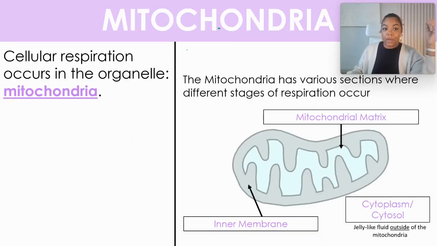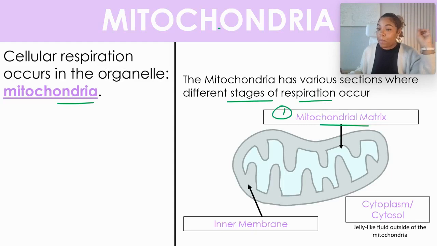As I mentioned earlier, the process of cellular respiration occurs in the mitochondria. And just like the chloroplast, the mitochondria has various parts to it. And in these different parts are different stages of cellular respiration that occur. The first part of the mitochondria that we're going to mention is the mitochondrial matrix. And that's that inner light blue section. The second part of the mitochondria is the inner membrane. Remember, the mitochondria has two membranes. It's double membrane.